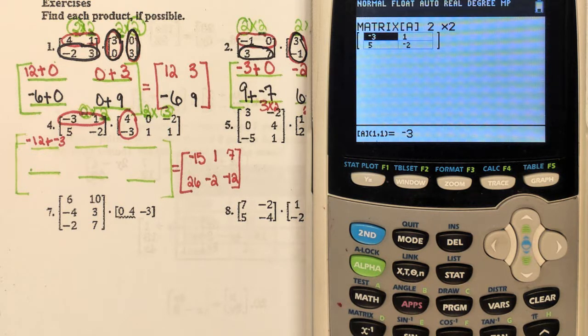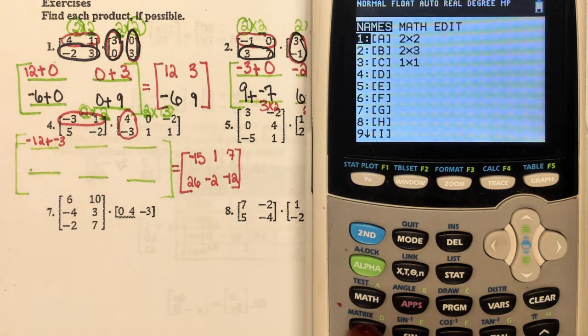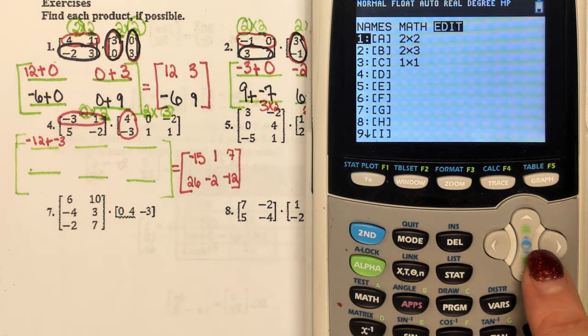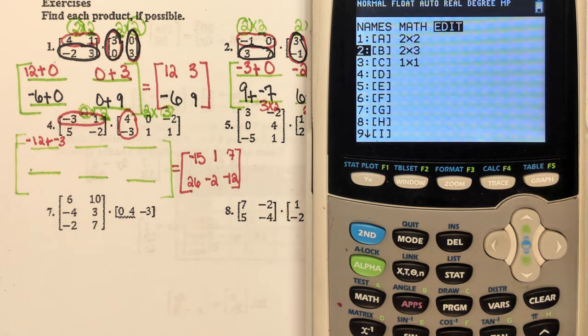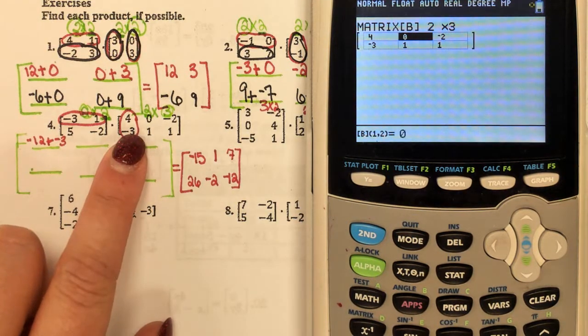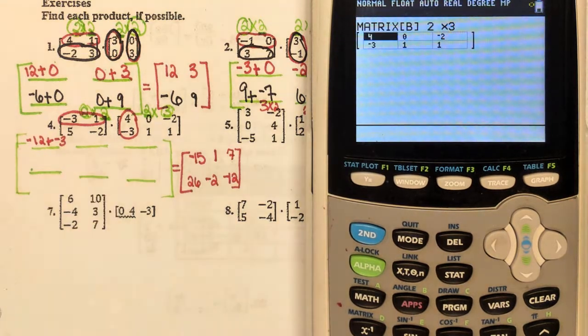So far? Okay, then you go back to matrix, so second matrix. And you go over to edit. But this time we're not going to edit the first one, we're going to edit the second one. What's the size of the second one? 2 by 3. And then you type all those numbers in: 4, 0, -2, -3, 1, and 1.